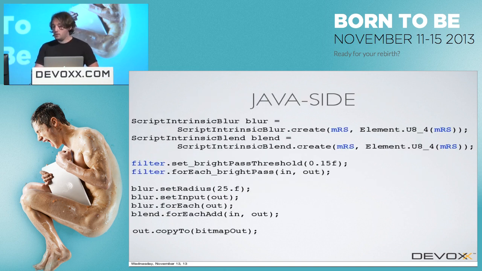The nice thing with this is that if I want to do the rest of the algorithm, I can simply use the intrinsics. I don't have to write a blur myself. I can just get instances of the script intrinsics, set the parameters, and just call it on the images that I just processed, and that gives me my image.